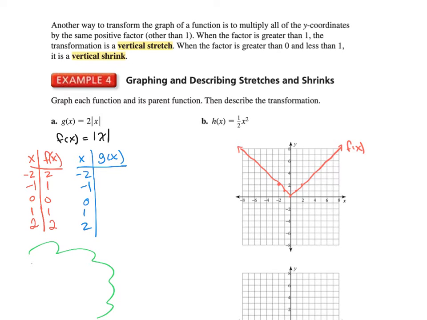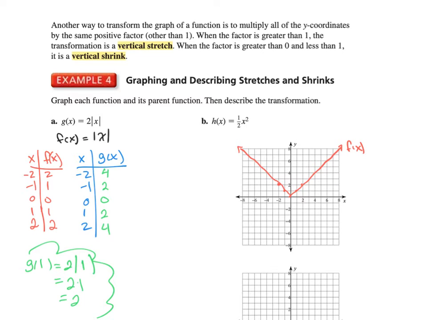So if I plug in -2, the absolute value of -2 is 2. 2 times 2 is 4. If I plug in a 1, 2 times the absolute value of 1, the absolute value of 1 is 1. 2 times 1 is 2. 0 is 0, 1 is going to be 2, and 2 is going to be 4. So let's graph those.